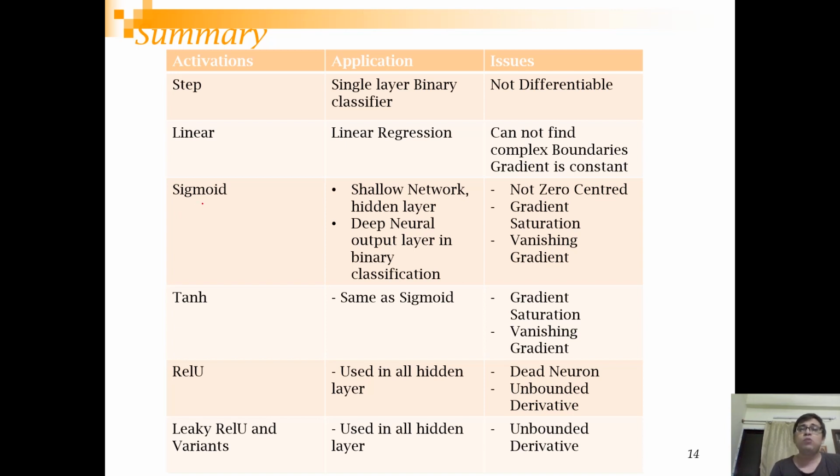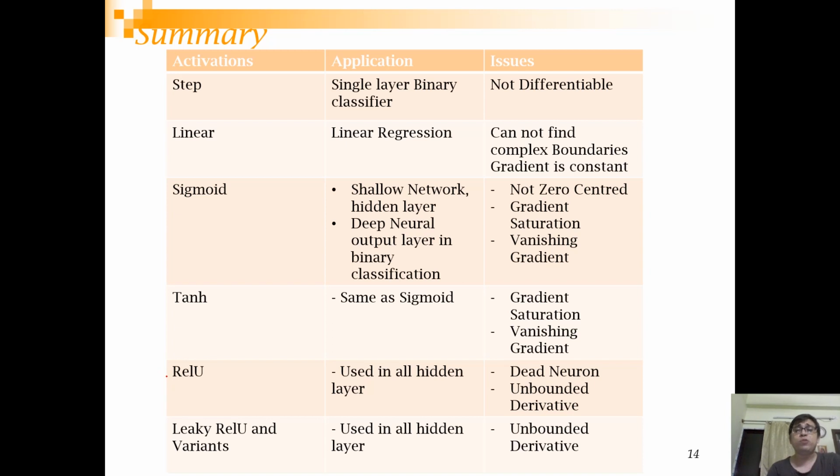Then we move to sigmoid. This can be used for shallow networks. If the network is not so big, then you can use it, and also you can use it at the output layer of a deep neural network for binary classification. The problems were that it was not zero centered, suffered from gradient saturation, and also had the vanishing gradient problem. Tanh has the same application as sigmoid. However, it suffers less from gradient saturation, it also has the vanishing gradient problem, but doesn't suffer from the zero centered problem.